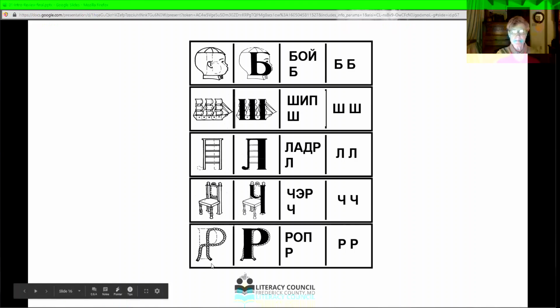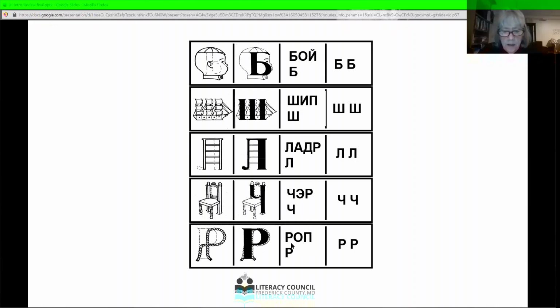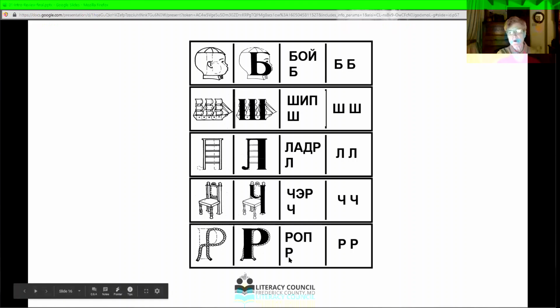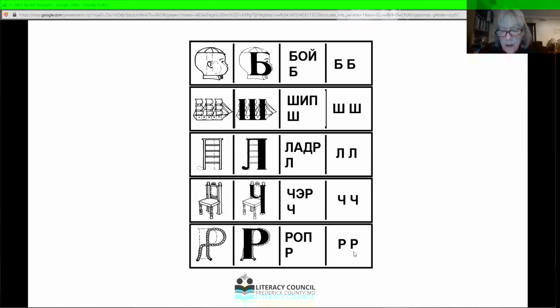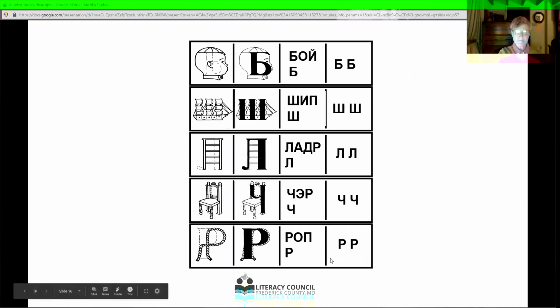This is a rope. Say rope. Rope. This looks like a rope. Say rope. Rope. This is the word rope. Read rope. Rope. Rope begins with the sound r. Say r. Again. R. Good. All right. So you did so well on the chart.